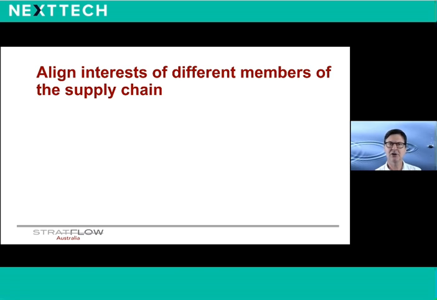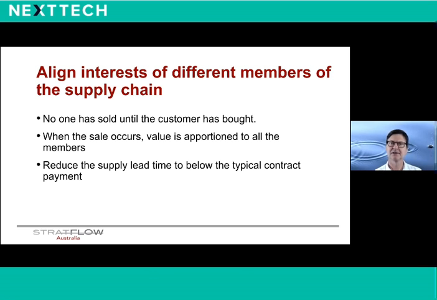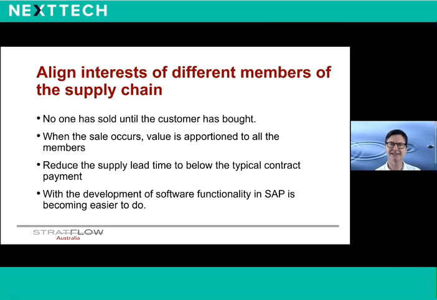These considerations are in conflict. And the solution Goldratt proposed was surprising. He said, no one is paid until the customer has bought. So when the sales occur, the value is apportioned to all the members. By reducing the supply lead time to below the typical contract payment terms, it becomes possible to negate the effects of this new system. And with the development of software functionality in SAP, it's becoming easier to do these kinds of arrangements.